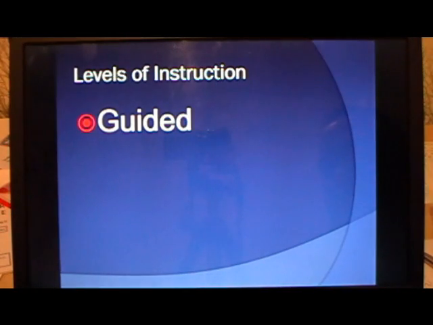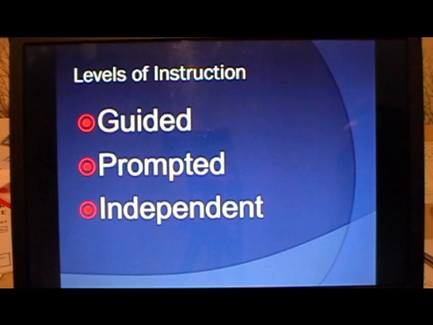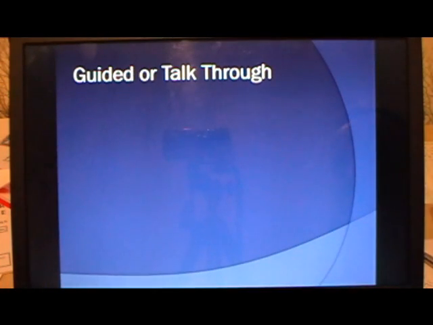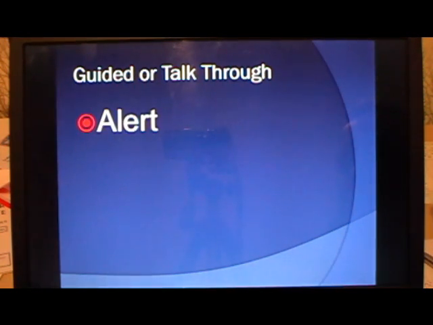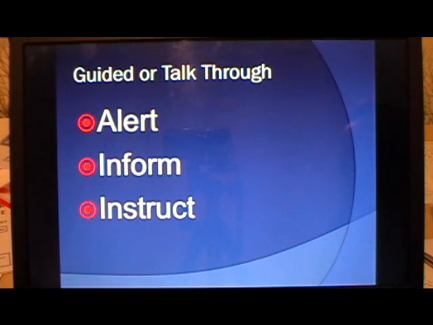So for the levels of instruction, you've got three main levels of instruction: guided, prompted and independent, and I'm going to go through them in a bit of detail. So guided, or some people call it talk through, consists of three elements: alert, inform, instruct. That's the structure for your guided instruction.